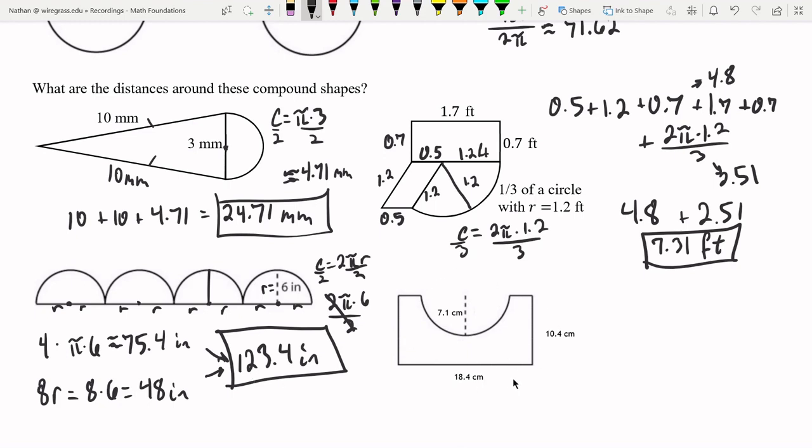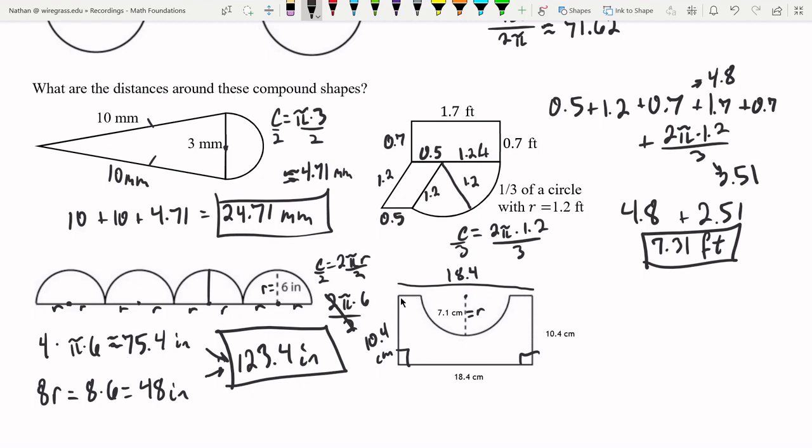Okay, this compound shape, let's see, this is a half circle here. Once again, we have to assume that. And this is the radius, right? This would be the center of the circle if we were to continue it. That would be the center there. That's the radius. And we're going to assume that this is a rectangular shape. So this is going to be 10.4 centimeters. We have to assume that. And this distance here is going to be 18.4 centimeters as well. So we know what this side, this side, this side are.